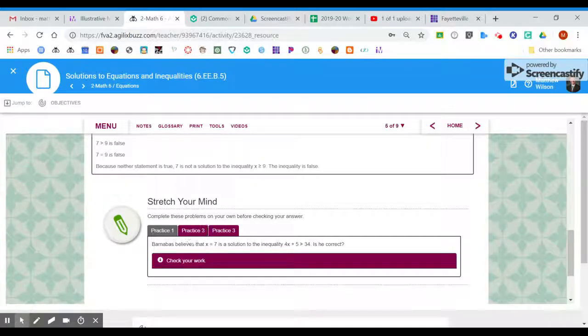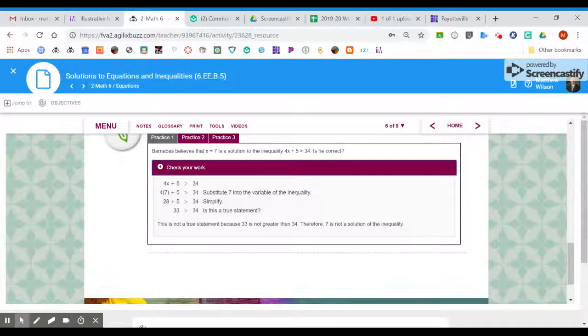Here's another example of that. 4x plus 5 is greater than 34. If you substitute 7 in for x, is it a true statement? Is 7 a solution? So when you do that, you get 33. After substituting 7 in, you get 33 is greater than 34. Is that a true statement? No, it's not. So that means 7 is not a solution.